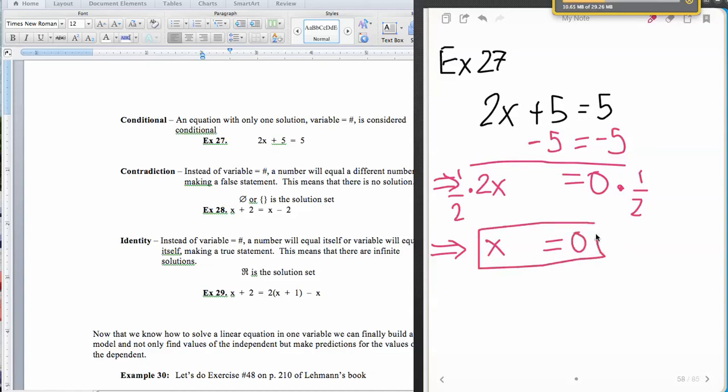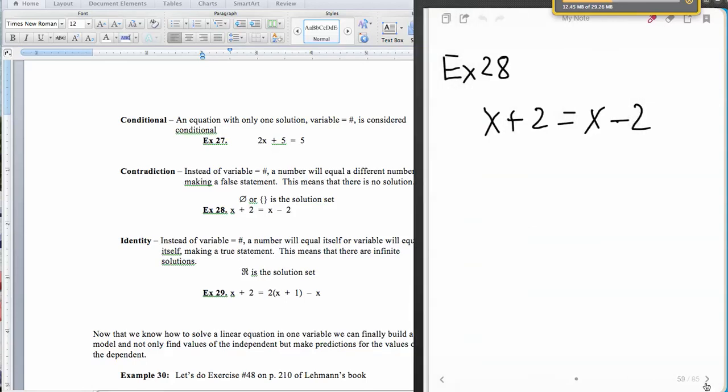And x equals 0 is a valid solution. That is a number. And that is an example of a conditional equation. So this one is what we call conditional. There is one single answer. That's what it means to be conditional. This is not the answer. This is the type. The thing that I have boxed is the answer.